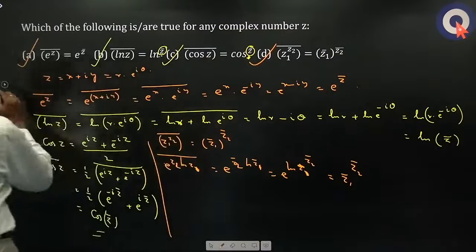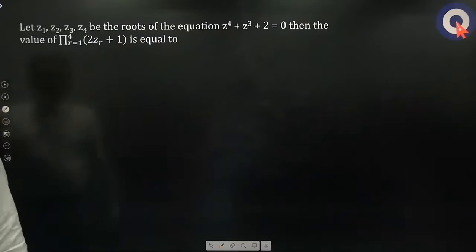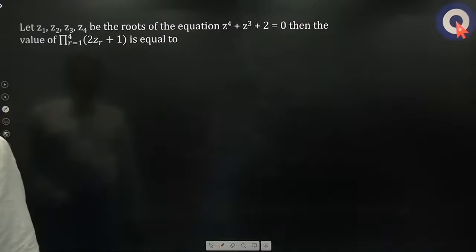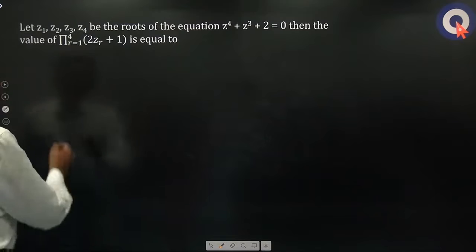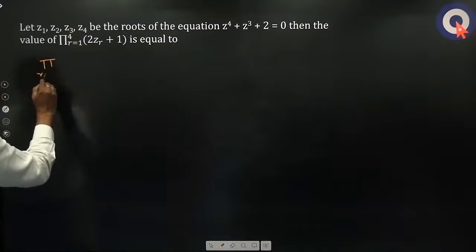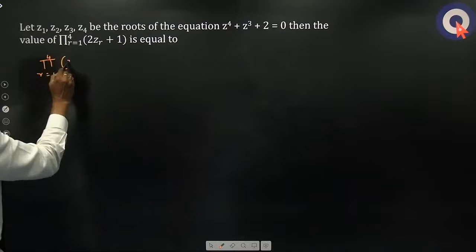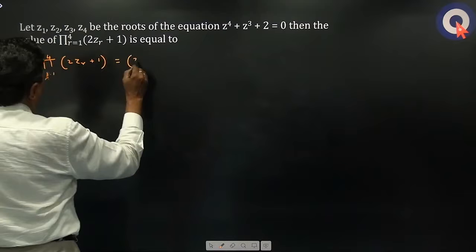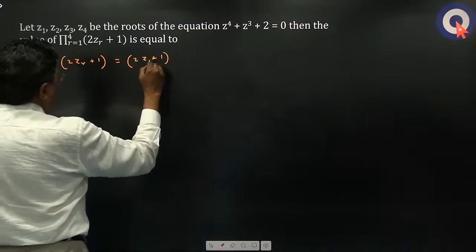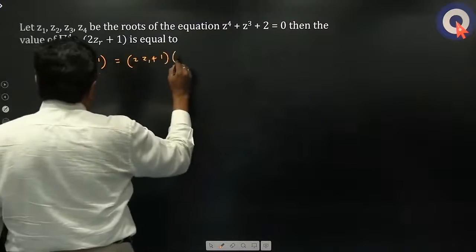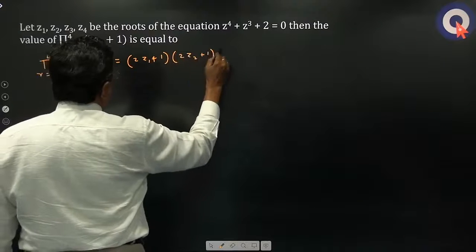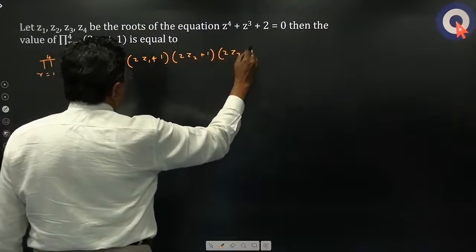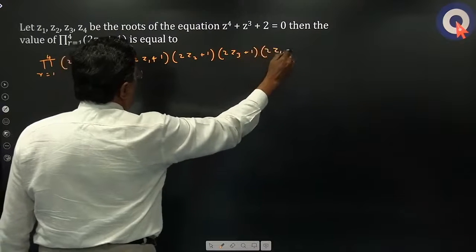Next. Let z1, z2, z3, z4 be the roots of the equation z power 4 plus z cube plus 2 is equal to 0. Then the value of the product over r from 1 to 4 of 2zr plus 1 is equal to, so that means we want 2z1 plus 1 into 2z2 plus 1 into 2z3 plus 1 into 2z4 plus 1. This is what we want.